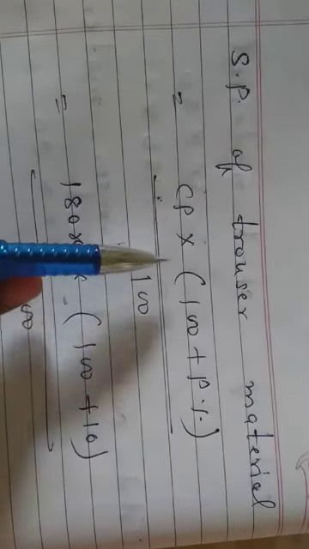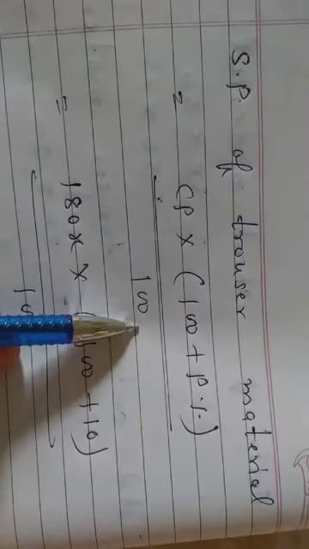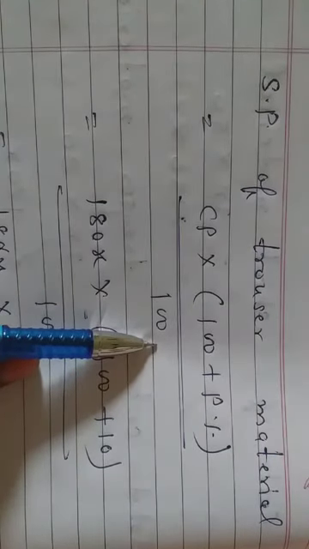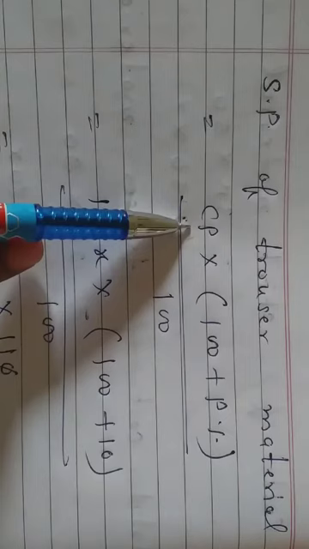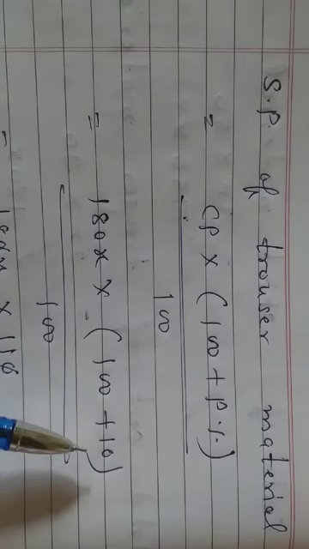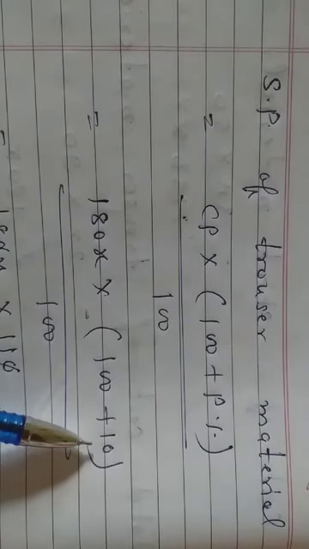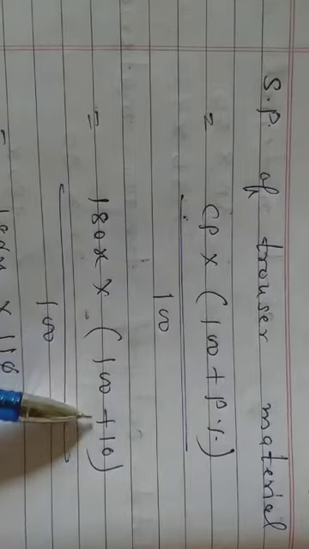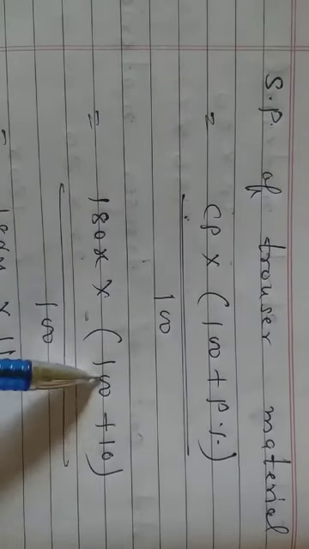Similarly, we will find the selling price of trouser material. For that, in the same manner, SP equals CP into 100 plus profit percent upon 100. Same formula we are using that we used for shirt material. So now the cost price we found for the trouser material was 180x, into... For selling trouser material he is getting a profit of 10%. So 100 plus 10 upon 100. First of all we will add them: 100 plus 10 will be 110. So 180x into 110 upon 100.